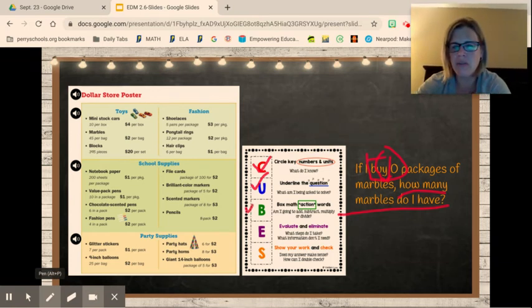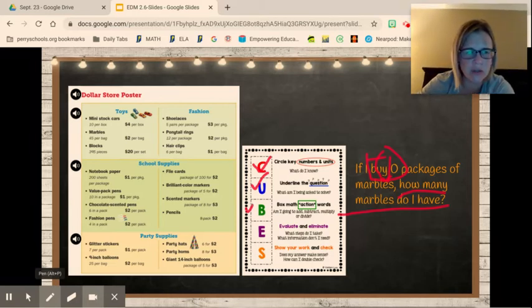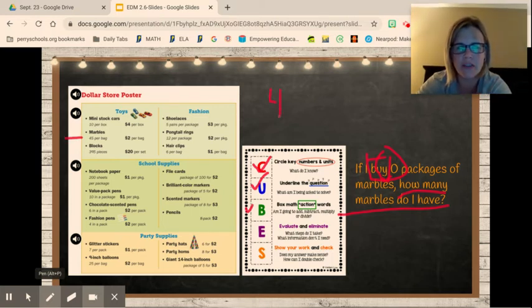Packages of marbles. I don't know how many marbles are in a package, so I'm going to go over to my poster and look for the marbles. And the marbles are right here. And there's 45 per package.